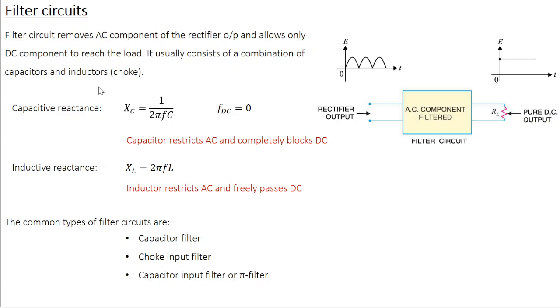So you are going to use this particular characteristic of a capacitor and inductor for filtering the AC component from the output of a rectifier circuit. The common types of filter circuits are the capacitor filter, the choke input filter or inductor input filter, and the most popular one is the capacitor input filter, which is also known as the pi filter. In this class, we are going to specifically discuss the capacitor filter and the pi filter.